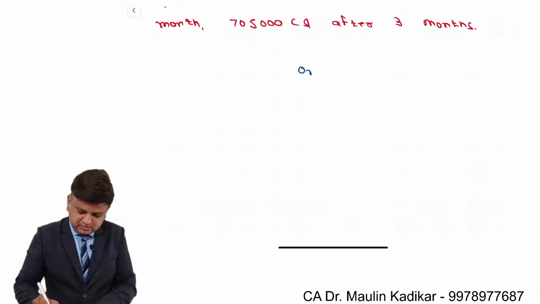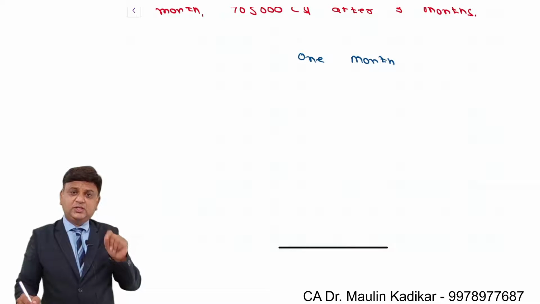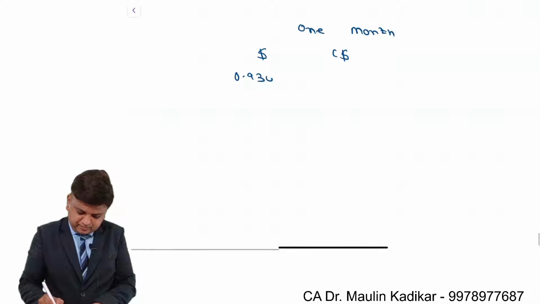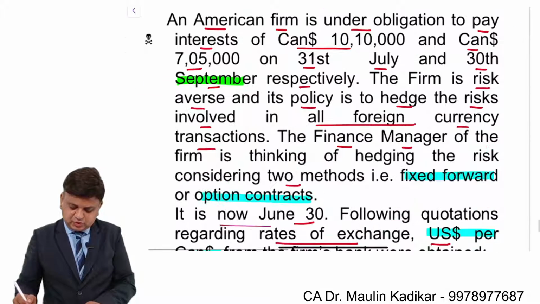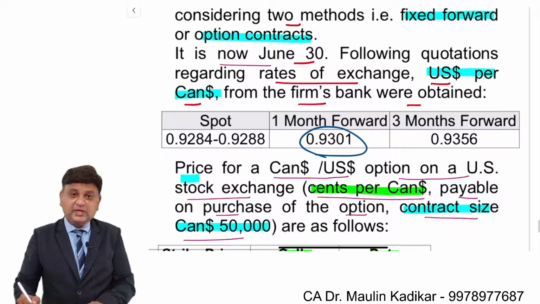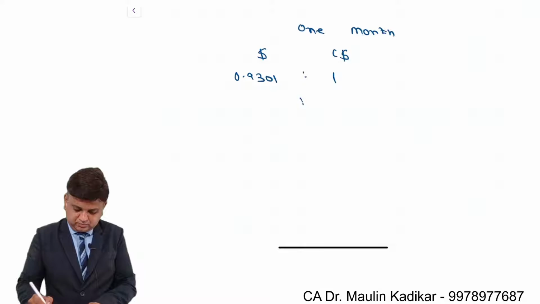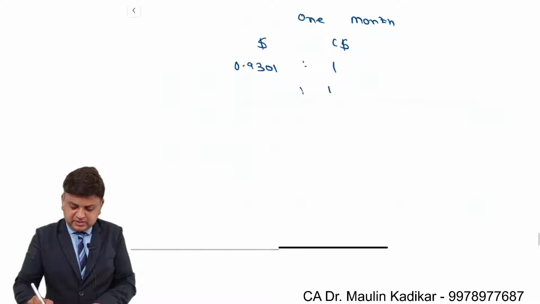So write down the answer. For 1 month, the forward exchange rate is provided as 0.9301 dollar per Canadian dollar. This is the amount of dollars which is supposed to be sold for purchasing 1 Canadian dollar. For purchasing 10,10,000 Canadian dollars, we are required to sell this amount of dollar currency.